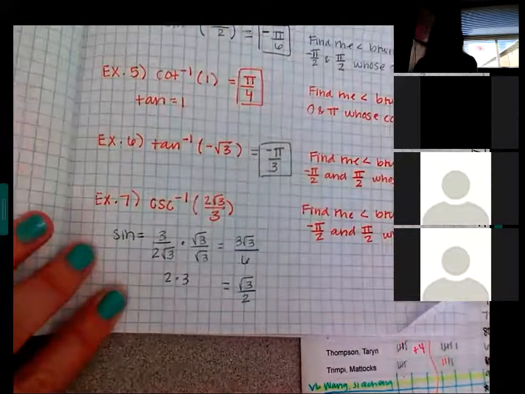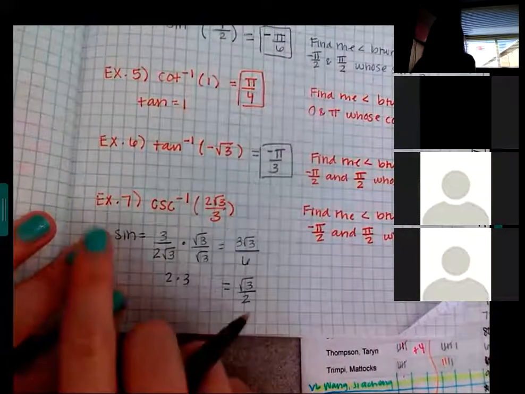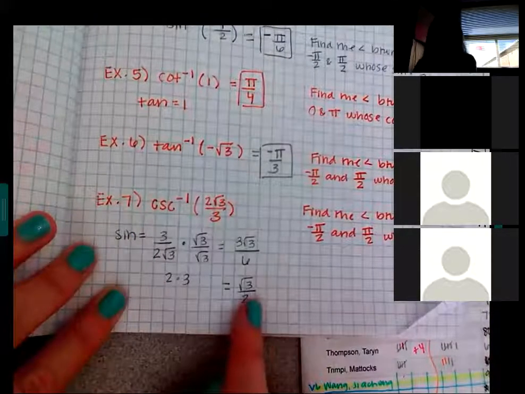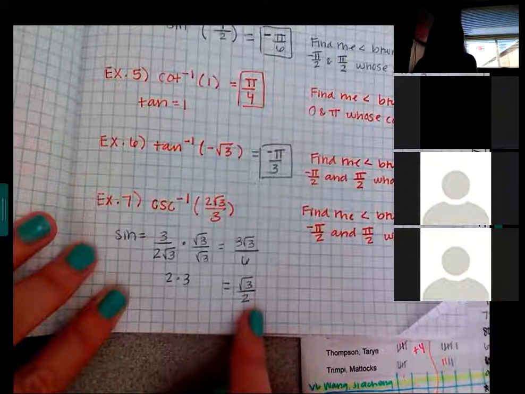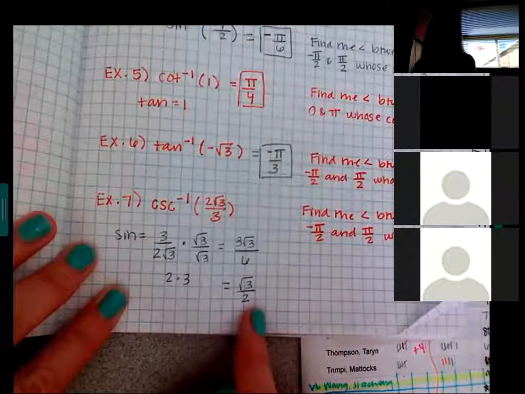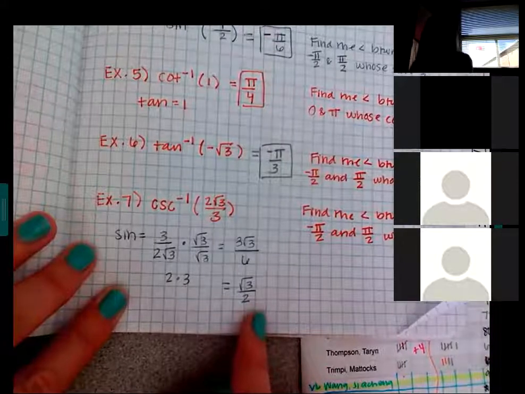So we are just looking where the sine is square root of 3 over 2. Do we all know how to do that? Everybody should say yes. If I give you cosecant, secant, or cotangent, flip it, find the reciprocal, and look where the sine, cosine, or tangent is, okay? That's how I taught you to do it in Unit 4 also.